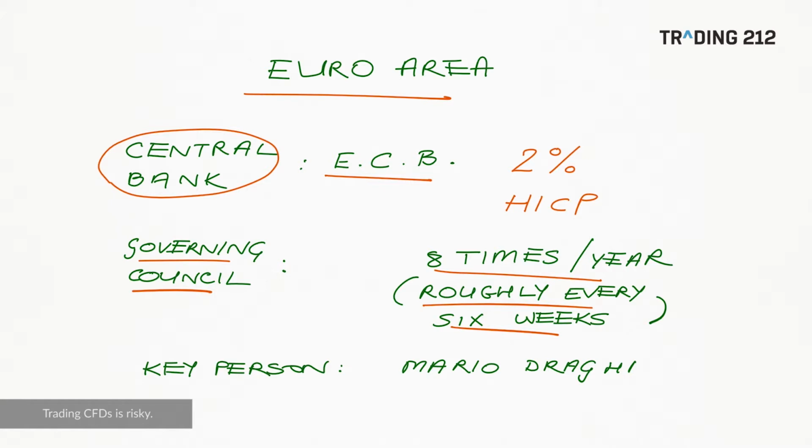They publish their policy decisions at 1:45 p.m. Central European Time, followed by a press conference 45 minutes later with ECB President Mario Draghi, where he explains the policy decision and takes questions from journalists.